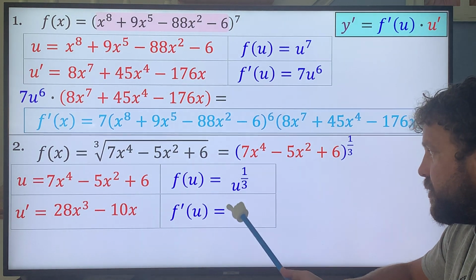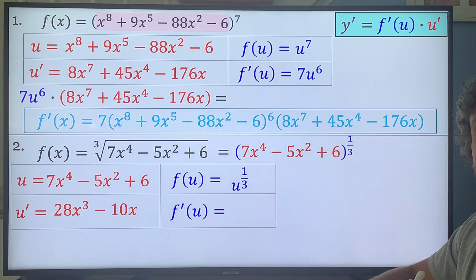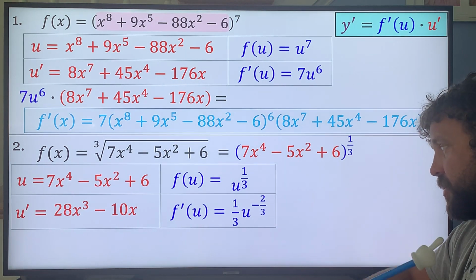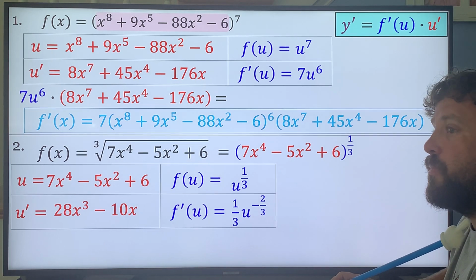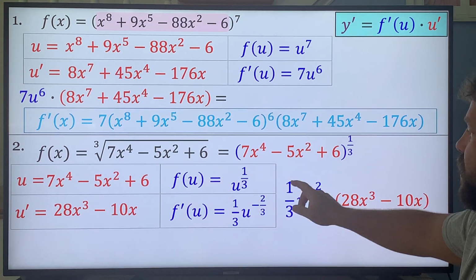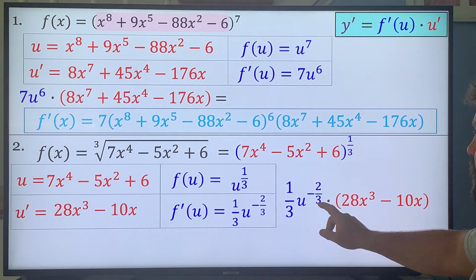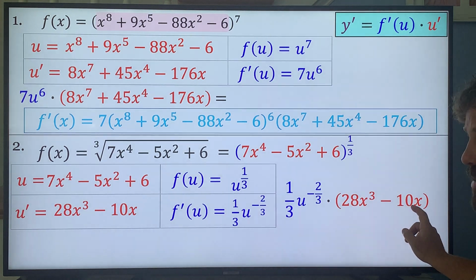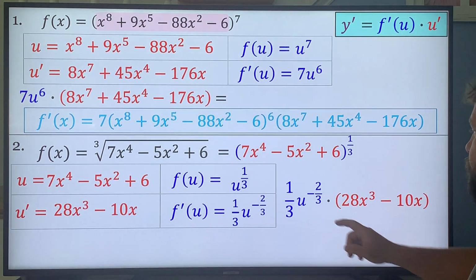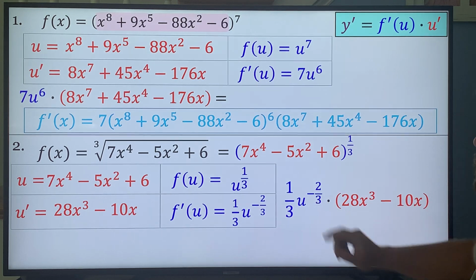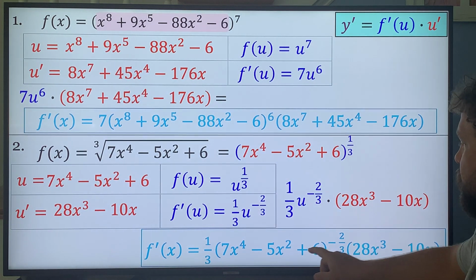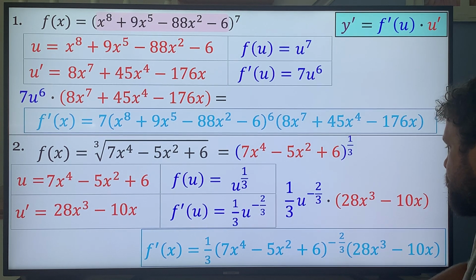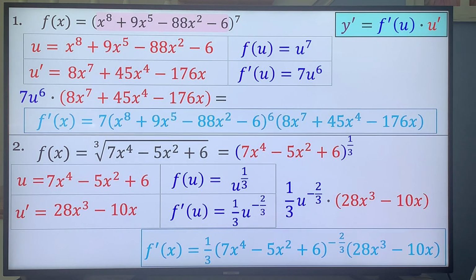Derivative of this is 1/3 u. 1/3 minus 1 is 1/3 minus 3 over 3, which is negative 2/3. Multiply these two pieces together. When you do that, you get 1/3 u to the negative 2/3 times 28x cubed minus 10x. 1/3 times this. U is 7x to the 4th, 5x squared plus 6, to the negative 2/3. And that's all you have to do. All right, see, not that difficult.